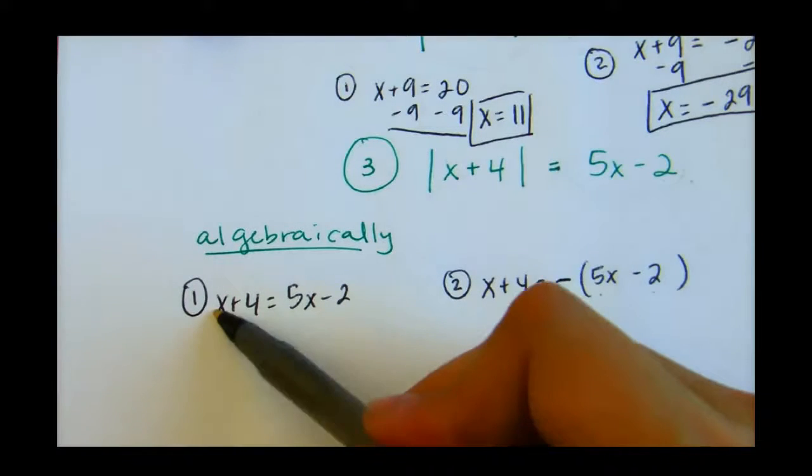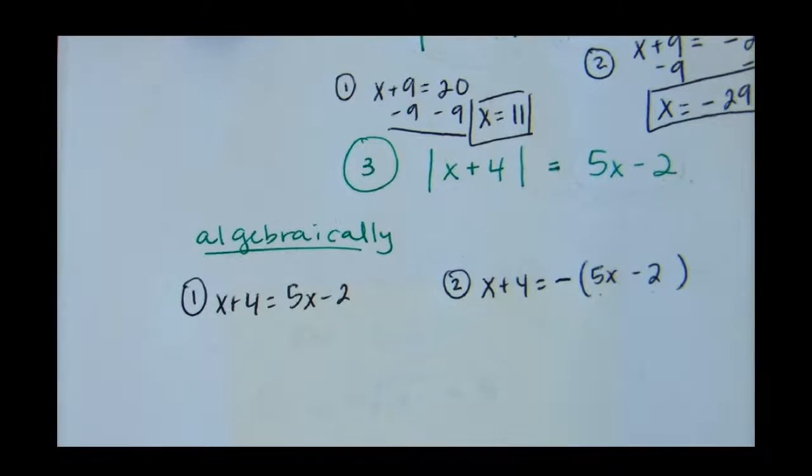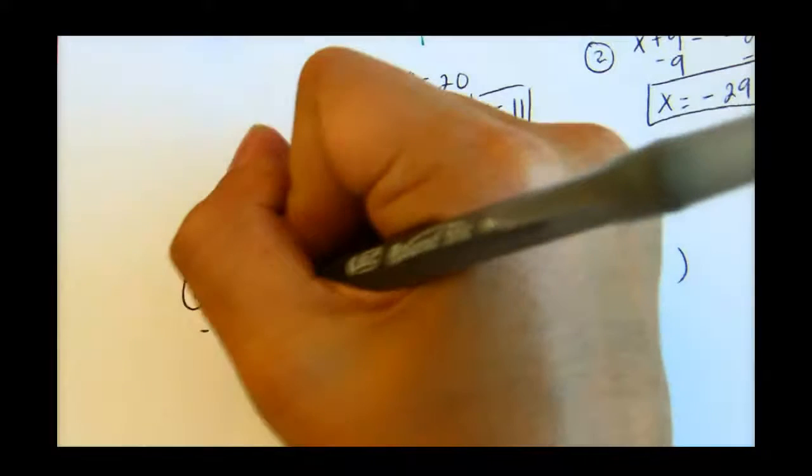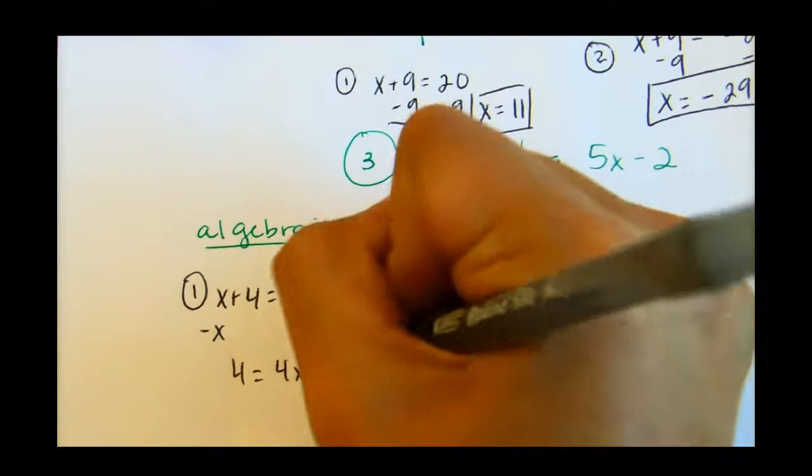Let's go through and solve this one first. Find a solution for x. What will it be? So you should have subtracted x. So I've got 4 equals 4x minus 2.